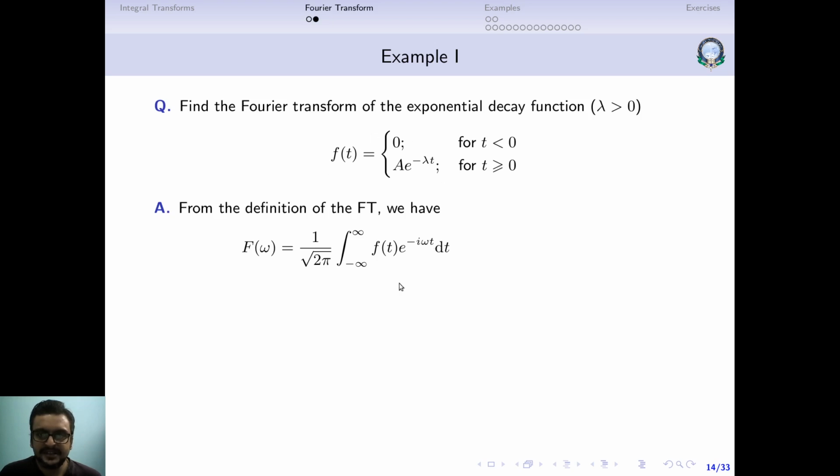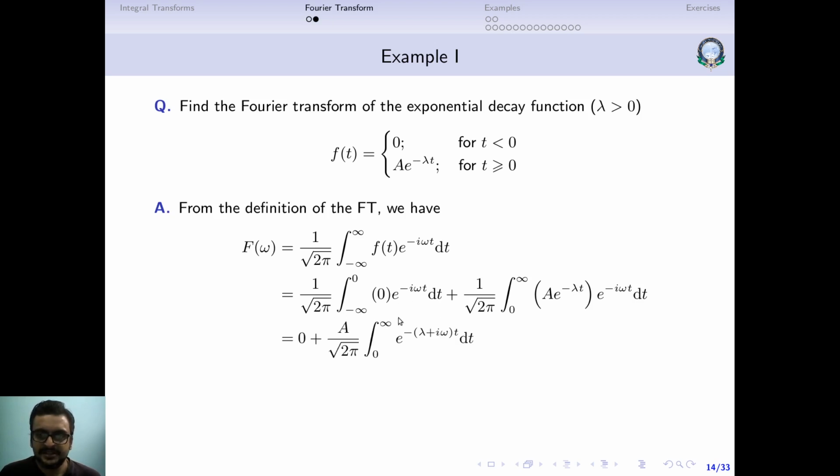Now this f of t has a discontinuity at t equal to 0. For negative values of t, it is going to take 0, and for positive values of t, it is going to take the values of this function. So we could split this integral into one from minus infinity till 0, and another from 0 till infinity. From minus infinity till 0, the function f of t takes the value 0, and from 0 till plus infinity, it takes the value a e to the power minus lambda t.